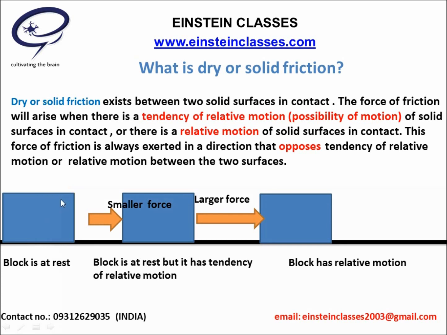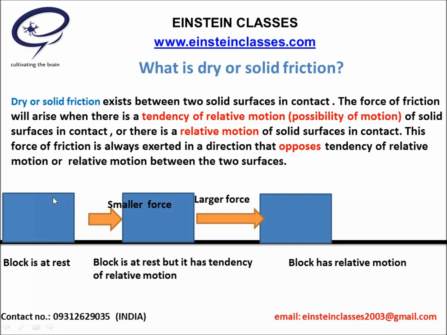This object can be treated as a block, and this block will be placed on the horizontal surface. The two surfaces in contact are rough, and the friction force which can arise between these two surfaces will be known as dry friction or solid friction. But this friction force will arise only when you apply some force on the block such that the block can move or the block can have the tendency of movement or tendency of motion.